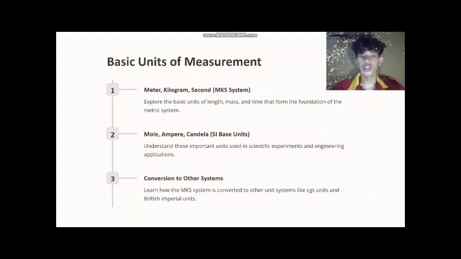Number 2. Mole, ampere, and other SI base units. Understand these important units used in scientific experiments and engineering applications. Number 3. Conversion to other systems. Learn how the MKS system is converted to other unit systems like CGS units and British Imperial units.